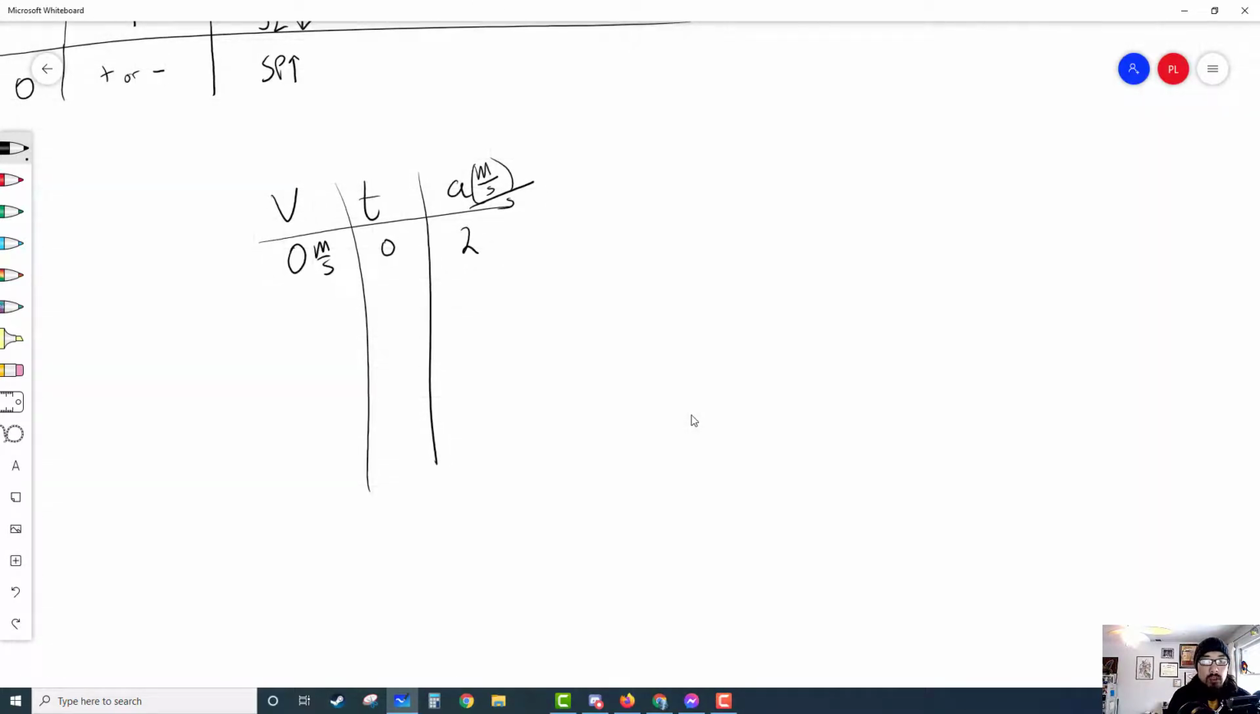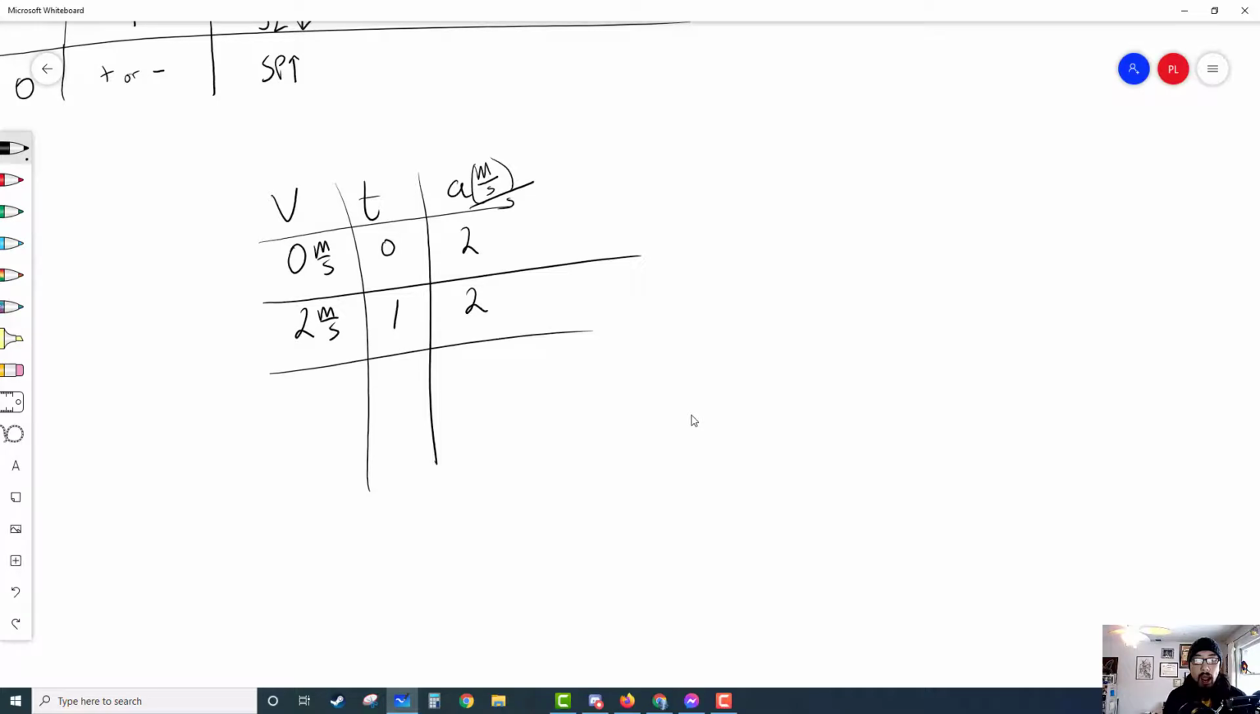Okay, so at 0 seconds, the object is not moving, but it will be accelerating at 2 meters per second squared. After 1 second has passed, the object will have a change of velocity of 2. We started off with 0, and now we end up with 2.